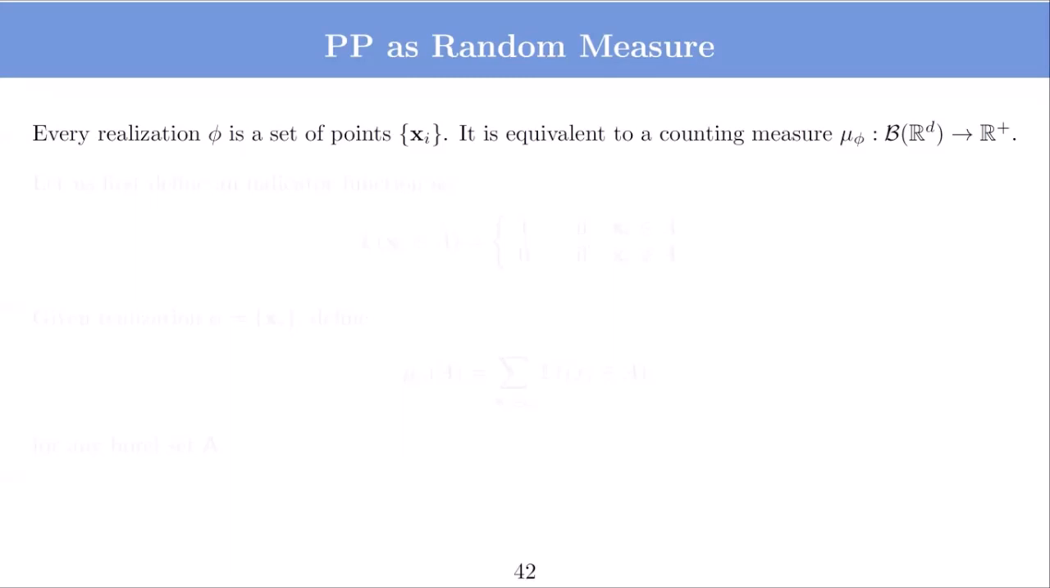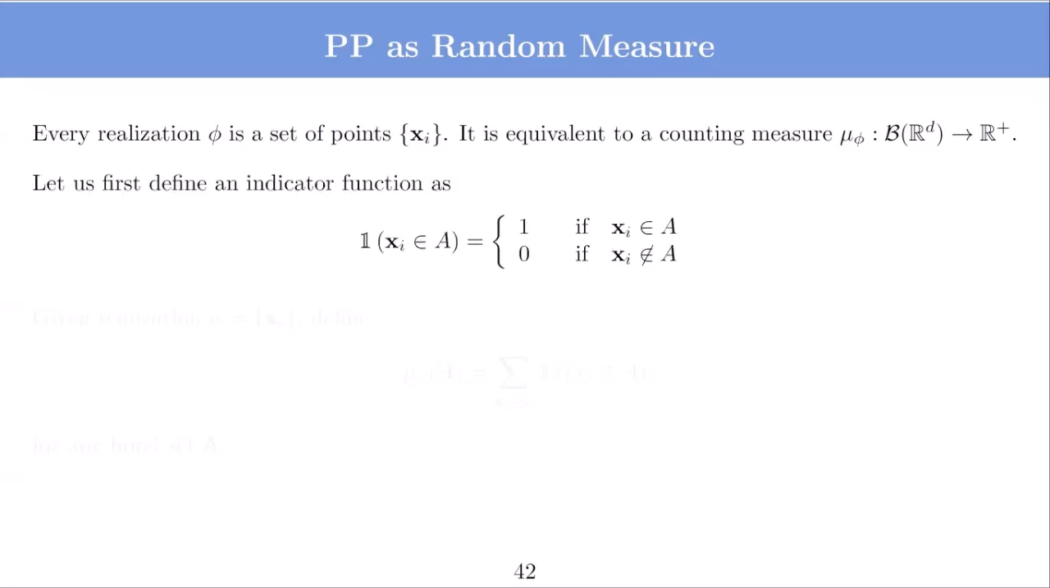So every realization, which we denote by small phi, is nothing but a deterministic set of points and is equivalent to a counting measure defined in the following way. Let us first define an indicator function, which says whether xi belongs to A. This function takes a set A, and if xi belongs to A, then it is 1, otherwise it is 0.